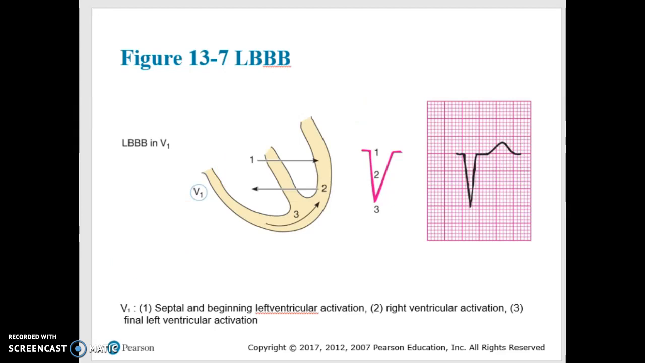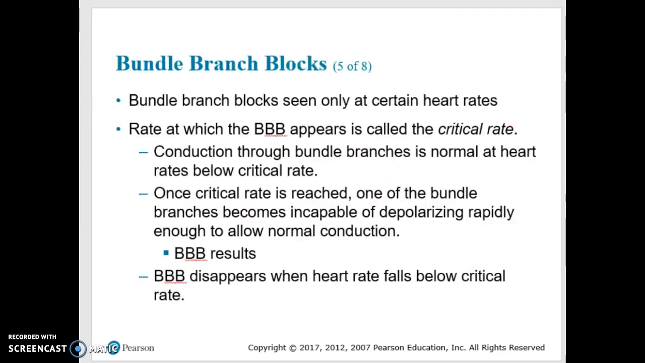Moving forward, we're now going to talk about bundle branch blocks that occur with certain heart rates. Blocks that are seen at only certain rates are called rate-related blocks. And when we hear the term critical rate, a critical rate is defined as the rate at which the block appears. So a rate at which the bundle branch block appears is called the critical rate.